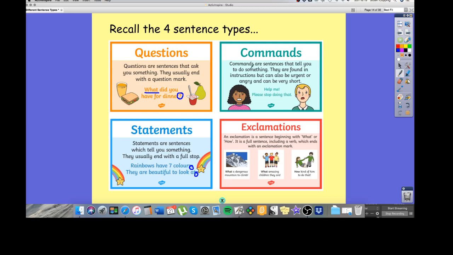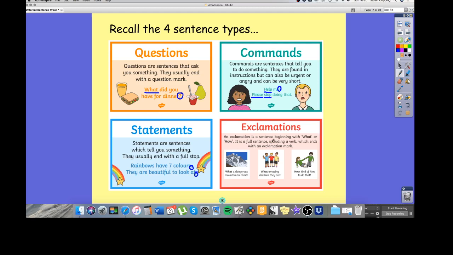Commands are sentences that tell you to do something. They are found in instructions but can also be urgent or angry and can be very short. Help me, there's our imperative verb. This one has an exclamation mark at the end because they're shouting it. Or please stop doing that. Stop is our imperative verb. It's asking you to do something.